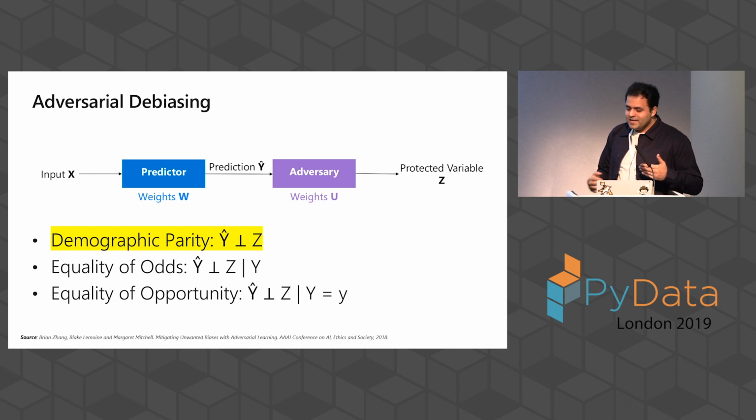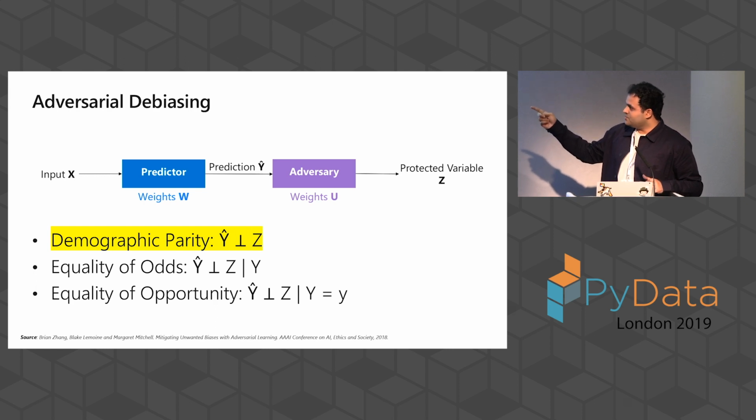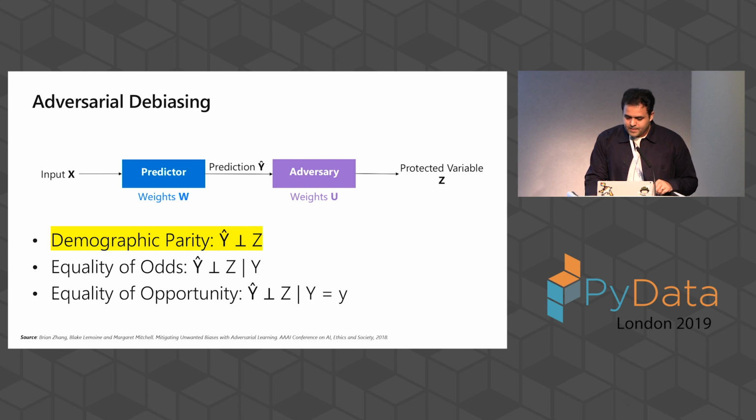So the idea here is the adversary shouldn't be better than, say, randomly picking a gender. That's basically what the predictor is trying to do. This is the theory behind adversarial training, and that's essentially what this architecture is trying to do. And we're going to be focusing on one of the definitions of fairness, where basically the prediction is independent of the protected variable. So let's look at a concrete example just to make this clear.